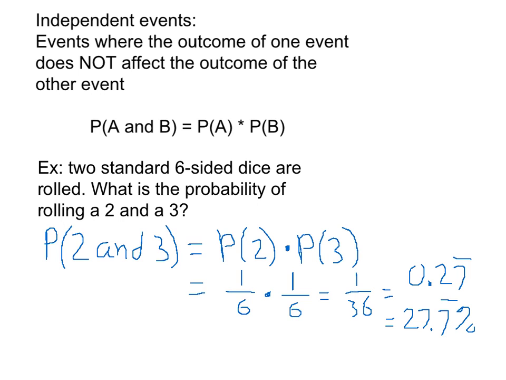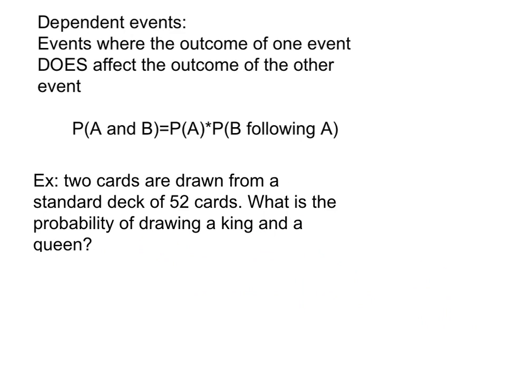All right. Now we've looked at independent events. We also, of course, have dependent events. Dependent events, like you might assume, are events where the outcome of one event does affect the outcome of the other event. Independent, they don't affect each other. Dependent, they do affect each other. But the formula looks very similar.